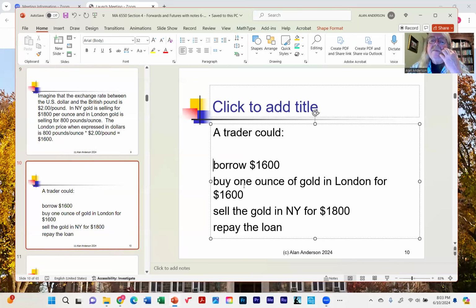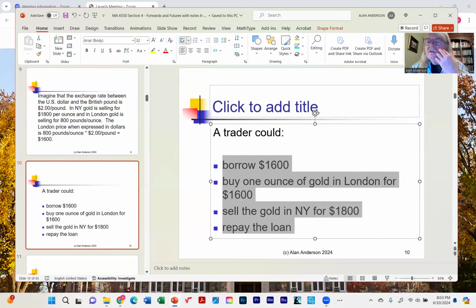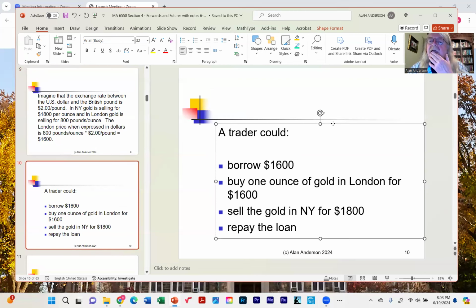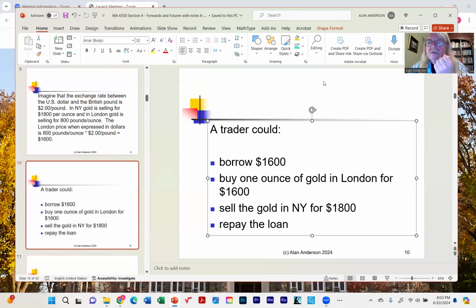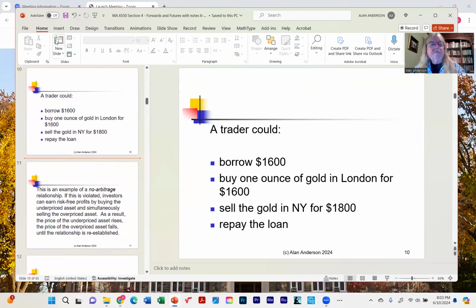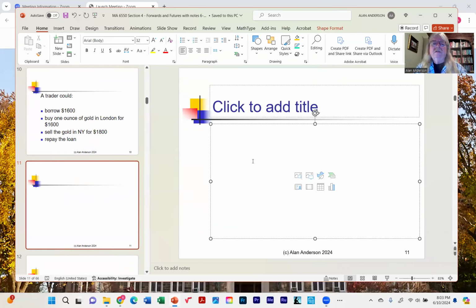Now, this would take place almost instantaneously. By the way, at this point in time, these transactions will almost certainly be made by computers. The markets change so rapidly that by the time a human being noticed this, the opportunity would be gone. Because here's what's going to happen. This trader just earned a $200 arbitrage profit without taking any risks. There was no risk involved here.